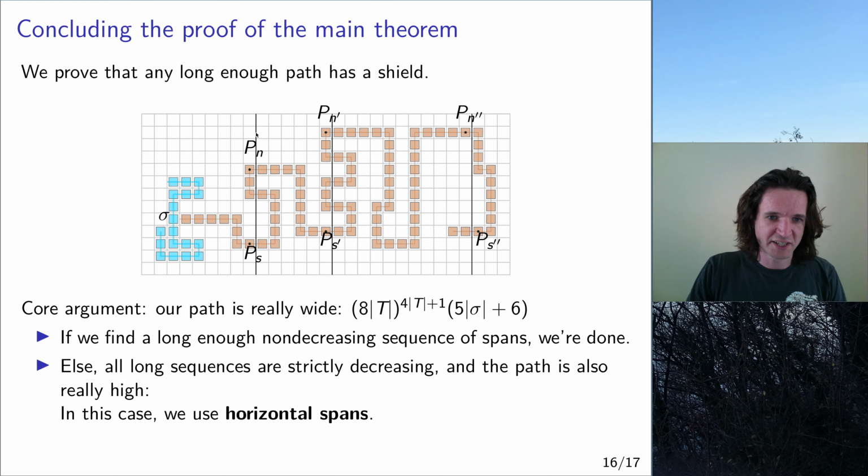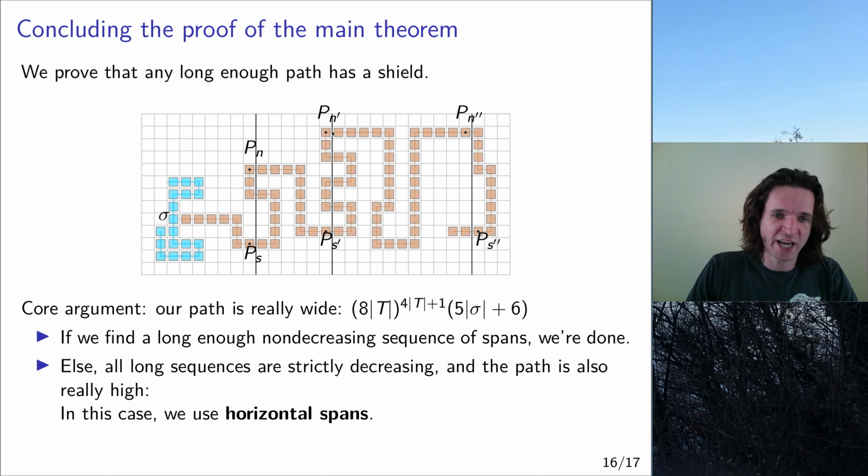And you can notice that if we find two spans that have the same south glue, the same initial glue, and the second span is at least as high as the first span, then this is actually a shield, because, for example, this span here is higher than this span, and if ps and ps prime have the same type, then the first two conditions of the shield are met, because these glues are visible by definition. They have the same type, because that's what we just assumed.